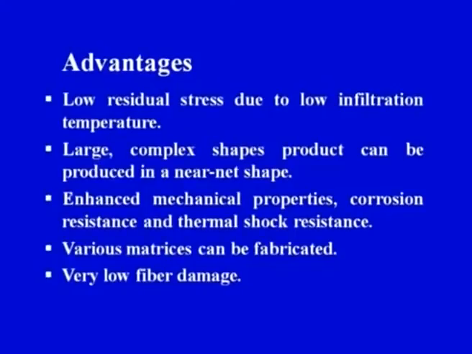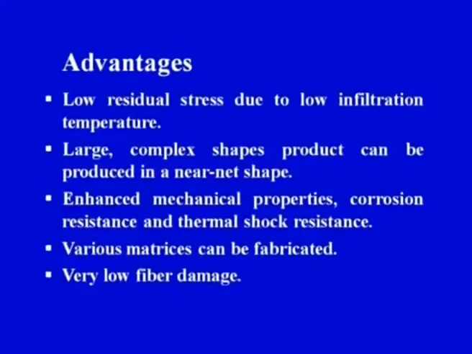So we get enhanced mechanical properties, corrosion resistance and thermal shock resistance. These are additional three properties that we get in the CVI process. The mechanical properties are good, corrosion resistance is there, and thermal shock resistance is also there. Various matrices can be fabricated because we are creating the matrix in this particular case.